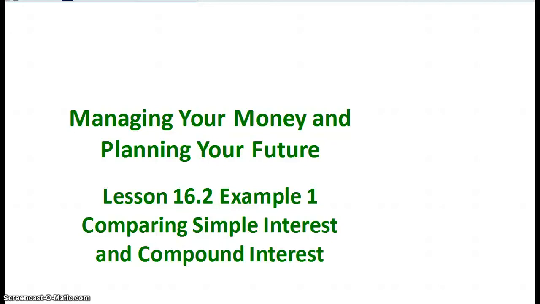Well, hello again, everybody. This is Mr. Taylor talking about managing your money and planning your future. We're on lesson 16.2, example 1, where we will be comparing simple interest and compound interest. We've somewhat looked at this briefly in the last video, but we want to use an example this time so you can be a little clearer.